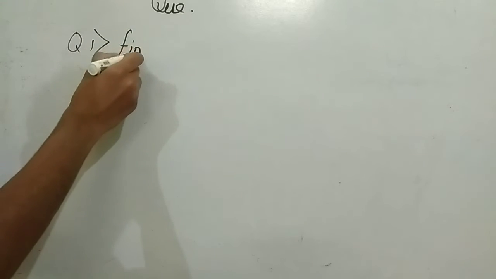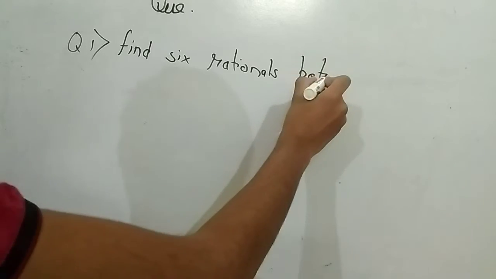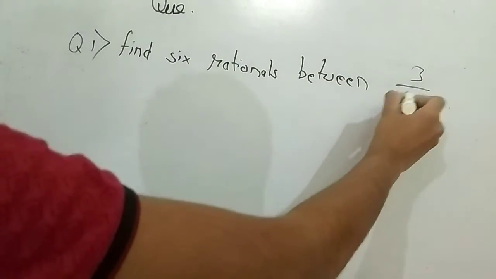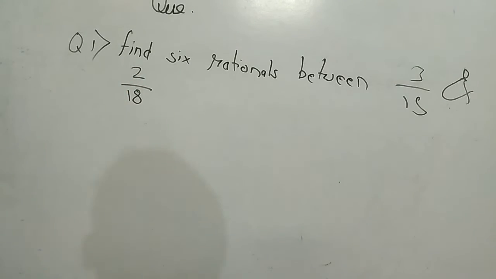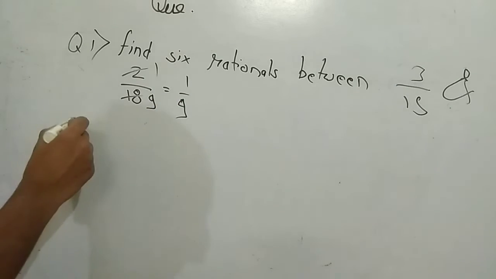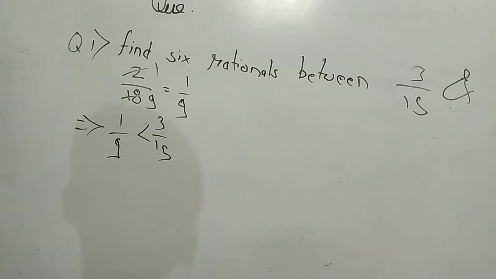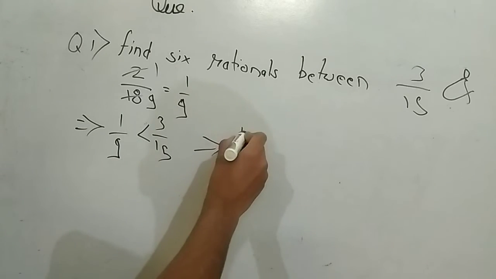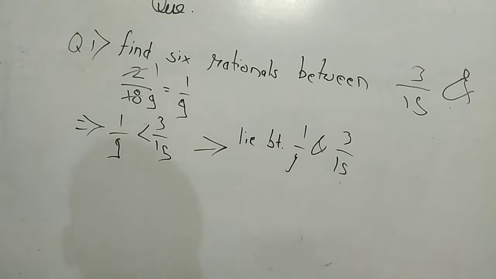Now let's move on to some questions, because if you do them, then only you will understand the main mathematics concepts. So the first question asks us, find 6 rational numbers between 3 by 15 and 2 by 18. 2 by 18 means 1 by 9, so we will write that in simple form. Notice that 1 by 9 is smaller than 3 by 15. So we have to find numbers which lie between 1 by 9 and 3 by 15.